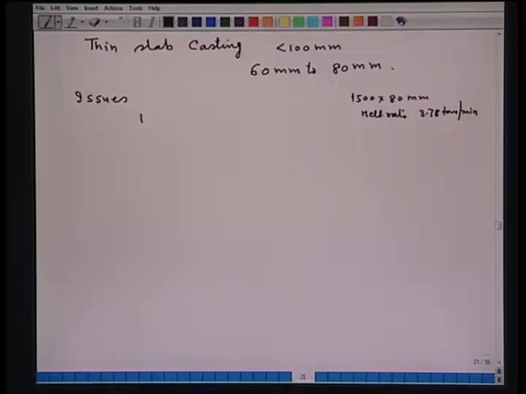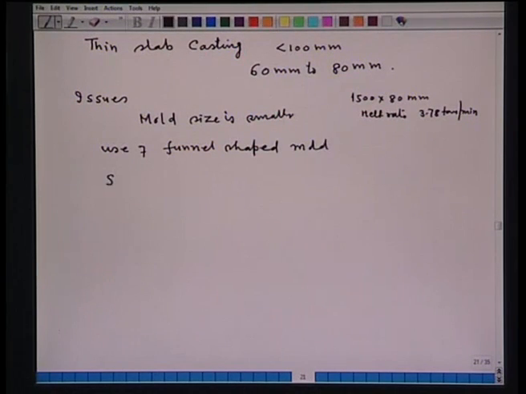You need probably a smaller mold size. Then use of funnel shaped mold. This is altogether a different technology. Then the SEN nozzle is more critical. Design of submerged entry nozzle is also critical. It is possible that when the strand is exiting from the mold, there is still a very large amount of liquid. So, everything has to be solidified.